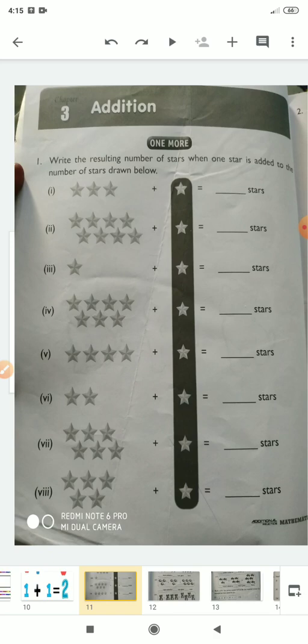Today we will start our work. We have done it in the book. Now we will start our written work in the workbook. This is your workbook, chapter number 3, addition. Let's start with question number 1. Write the resulting number of stars when one star is added to the number of stars drawn below.